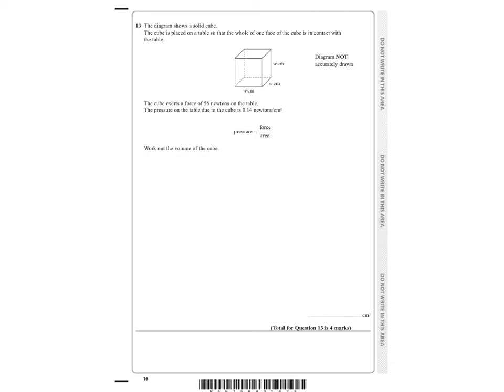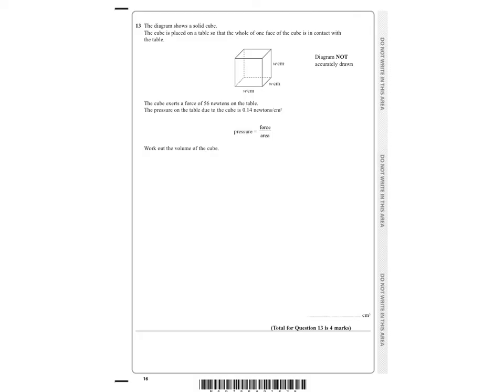Okay, question 13. The diagram shows a solid cube. The cube is placed on a table so that the whole of one face of the cube is in contact with the table. The cube exerts a force of 56 newtons on the table. The pressure on the table due to the cube is 0.14 newtons. Work out the volume of the cube.